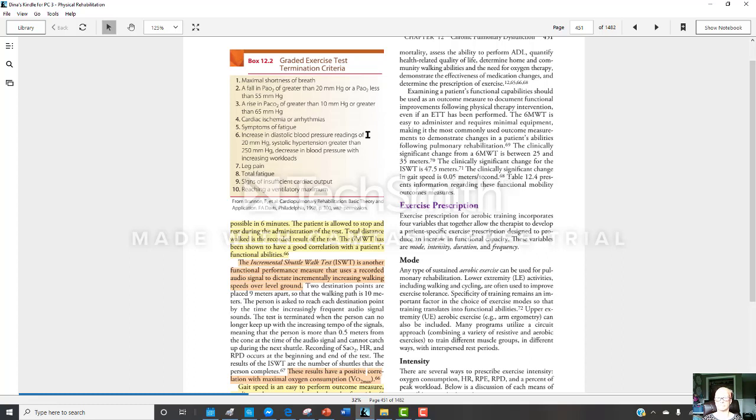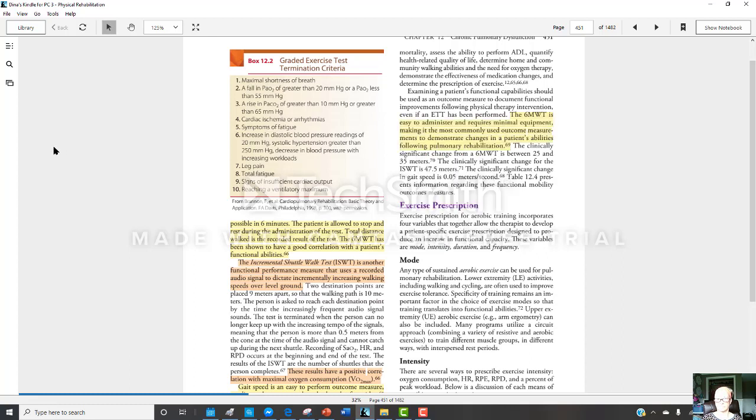12, 65, 66, 68. Examining a patient's functional capability should be used as an outcome measure to document functional improvements following physical therapy intervention, even if an ETT has been performed. The 6MWT is easy to administer and requires minimal equipment, making it the most commonly used outcome measurement to demonstrate changes in a patient's abilities following pulmonary rehabilitation.